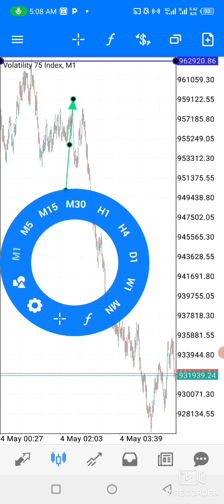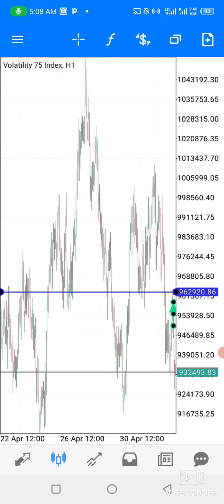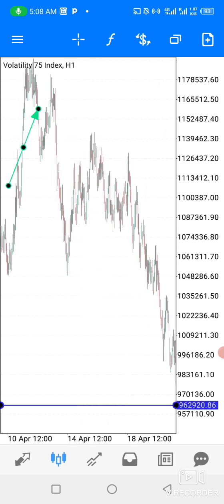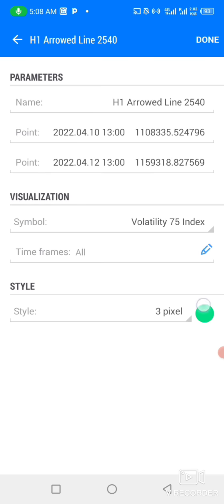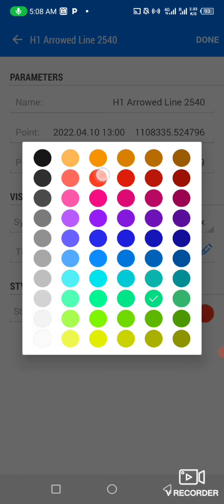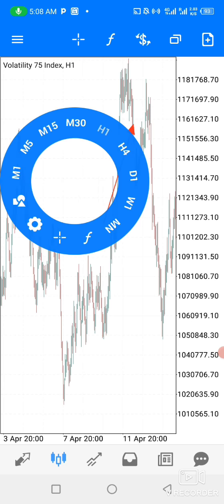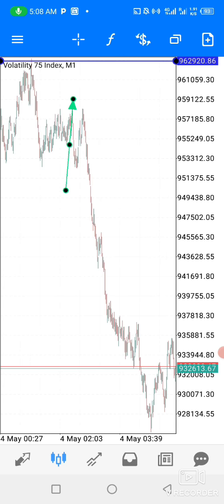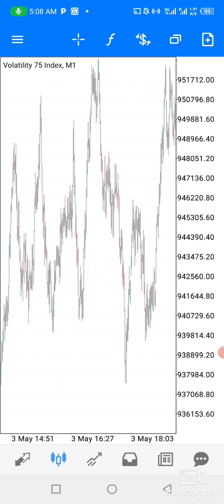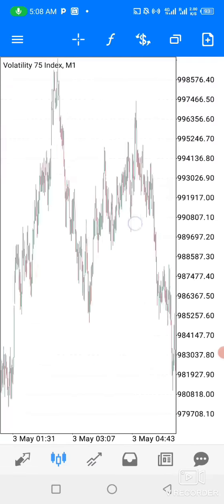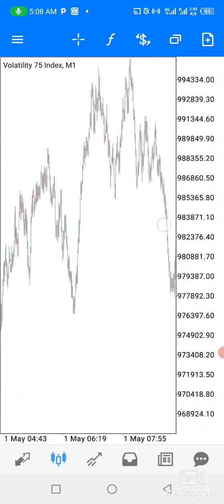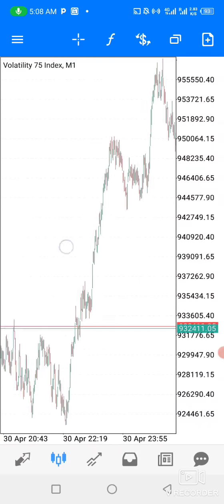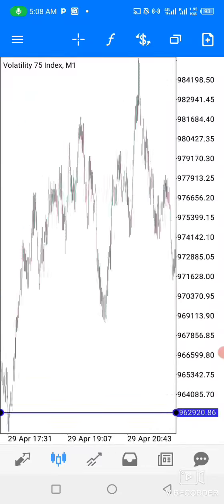Before I continue, let's put it back to H1. Remember our arrow was there, so this is the arrow. Let me change the color of the arrow to red so that I can use it as a tracker in the M1. You get the sense here. It's going to become a tracker. I'm going to use it to track this zone.